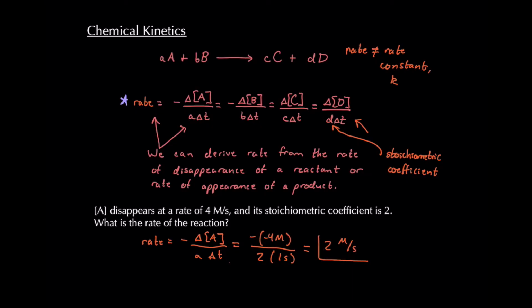So that is the total rate of our equation, even though the concentration of one individual reactant, A, is disappearing at a rate of 4 molarity per second. The reason the rate is different is that the stoichiometric coefficient is 2. So even though A is disappearing at a rate twice that, the reason for that is that 2 molecules of A participate in the reaction per cycle of the reaction.